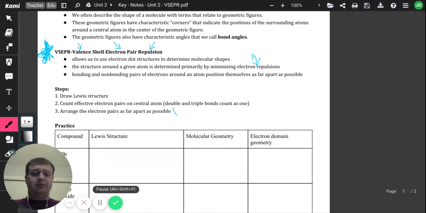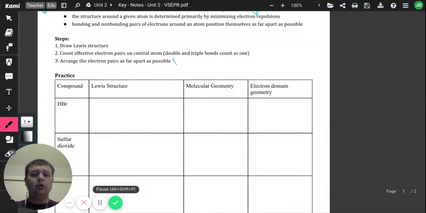Now, there are some steps that you have to do for drawing a VSEPR shape. First off, you do need to draw your Lewis structure. Second, we're going to count the effective electron pairs on the central atom. Double and triple bonds are only going to count as one single bond, okay? And then we are going to arrange those electron pairs as far away as possible. Why? Because again, we're trying to minimize that repulsion.